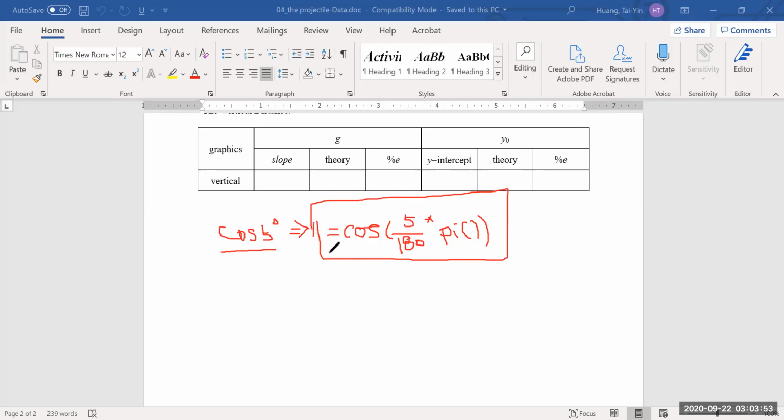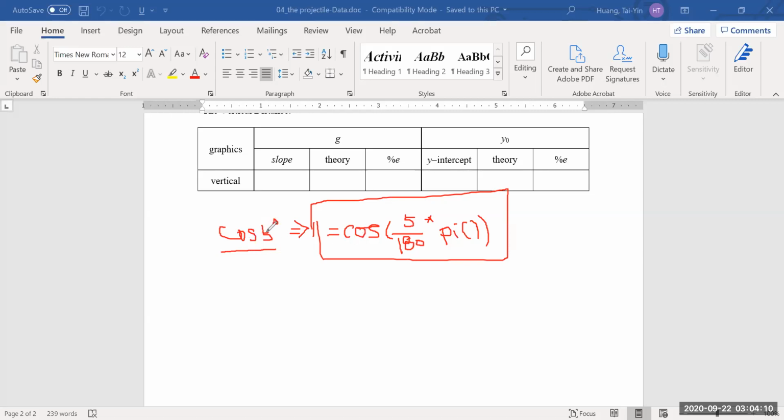You would do this. On the empty cell, hit equals, type COS, and then parentheses, and then you have the 5 over 180 degrees times pi, and then parentheses. Okay, if you want to do sine, you just change the COS to SIN.